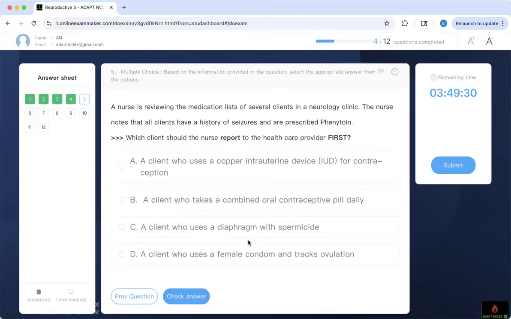The client who uses a copper IUD, intrauterine device, for contraception. A client who takes a combined oral contraceptive pill daily. A client who uses a diaphragm with spermicide. A client who uses a female condom and tracks ovulation. Which one? Pause the video.